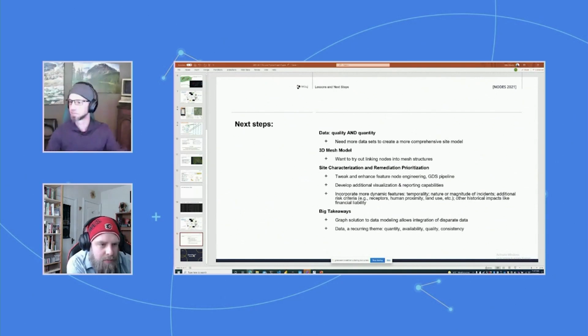So the big takeaways are that, we would argue, as I think many of you here would, a graph solution to data modeling really allows integration of truly disparate data into a universal space, whether it's knowledge graphs, spatial models, spatial databases, or information coming from both structured and unstructured databases, whether it's an RDBMS or a data lake or what have you. And again, data, what a surprise. It's a recurring theme, and we're always interested in quantity, quality, availability, and consistency. But again, these are things that you just have to work through, and it's going to happen. So one step at a time.